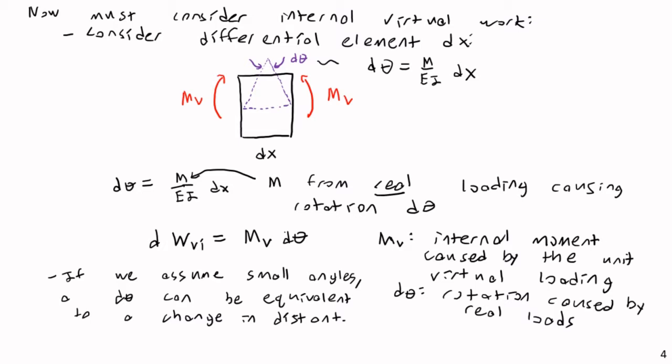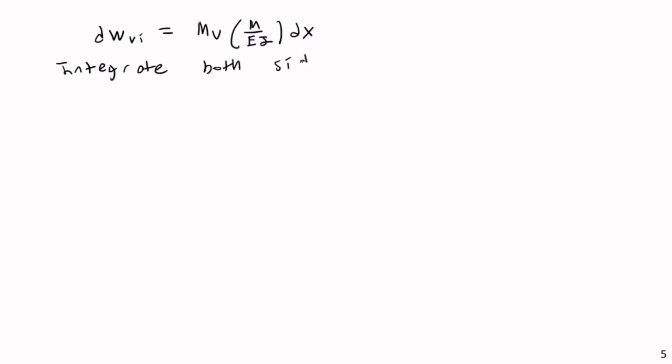But we're still not done yet. I'm going to take this and plug it into here. So now when I do that, I will have dWvi equal to mv times M over EI dx. I'm getting rid of that d theta and putting in something more useful, which is a dx. Now we'll integrate both sides, and I will end up with our final expression for the virtual internal work for beams, at least for deflection.